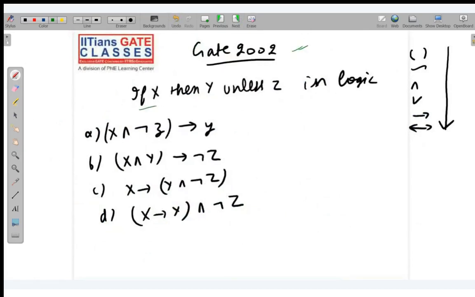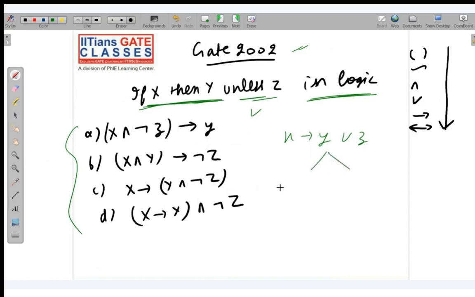2002 question. If x then y unless z. In logic, what is the meaning of this? First of all, if x then y, unless is just like or z. So now the question arises, I have converted it, but what exactly will it look like? For example, I can say x implies y or z like this, or x implies y or z like this. I do not know which is correct and which is wrong.